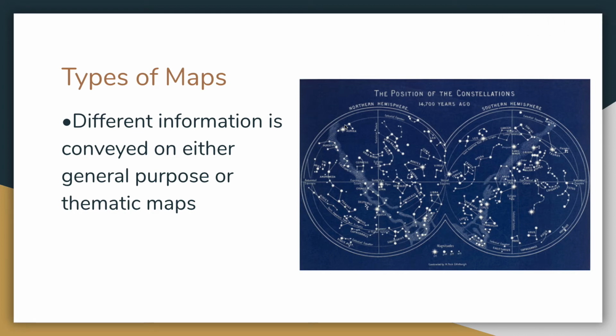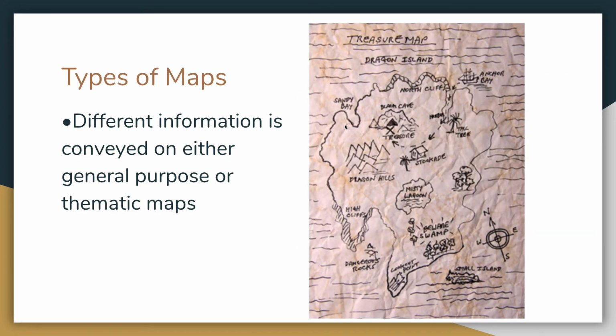Here's an example of a map conveying some different information. This would be the map of the constellations. Or, if you're in search of buried treasure in Argentina, you might use a treasure map and find where that X is on the spot.